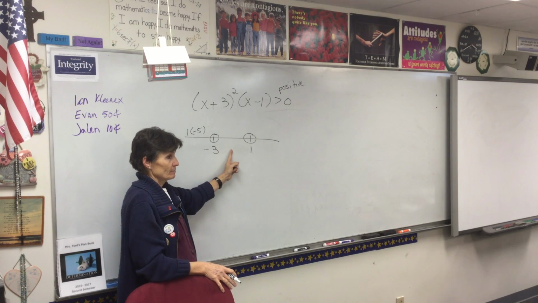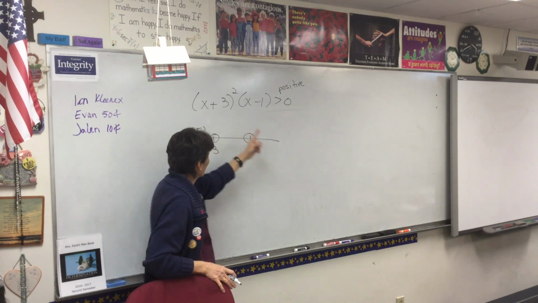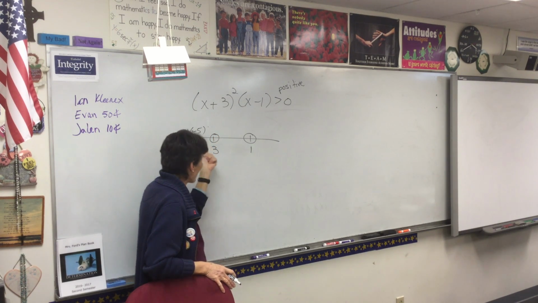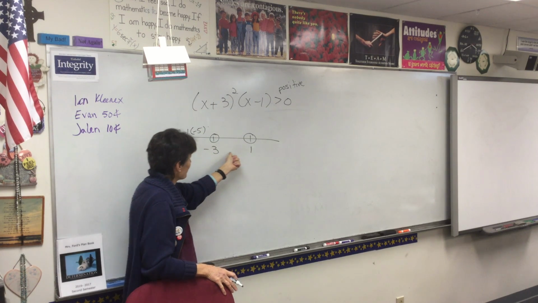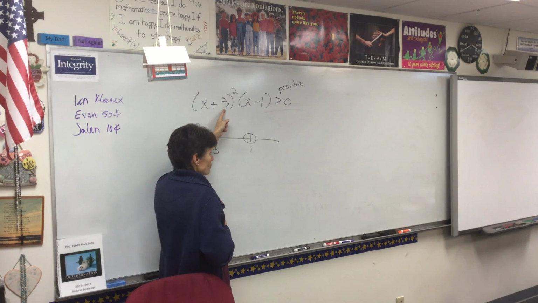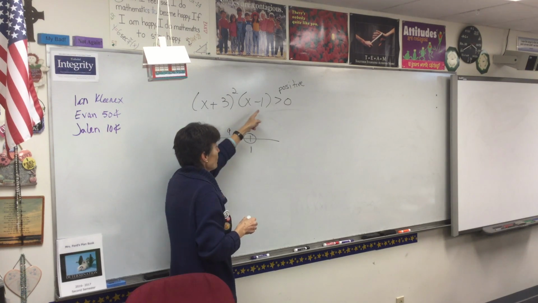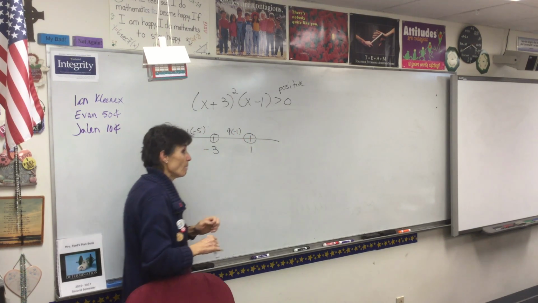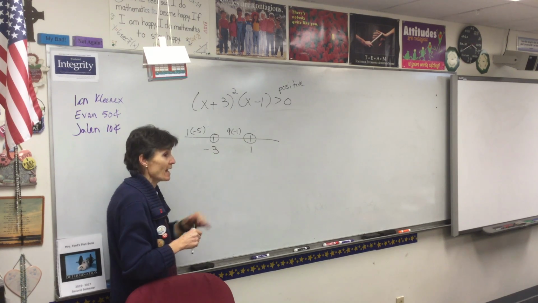Now I go here. You can't shortcut it. You have to try every single one because of that. This is the only problem where you have to do every single piece of the number line. So now I pick something in here. I like 0. 0 plus 3 squared is 9. 0 minus 1 is -1. When I multiply those, it is not positive, so I don't shade that either.